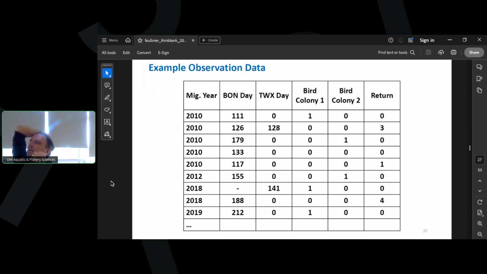Did you show up on bird colony 2? And then how many years did you spend in the ocean if you returned, and 0 if you didn't? That's the observed data, the observational data. Then you have the covariates: the daily flow, temperature, turbidity, just daily upwelling in the ocean, and so on.